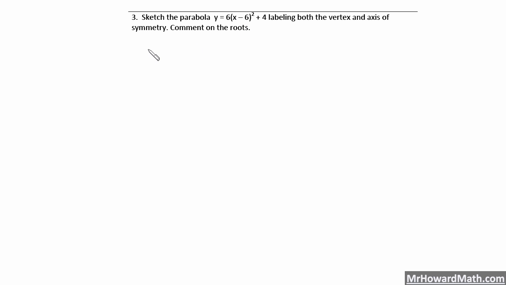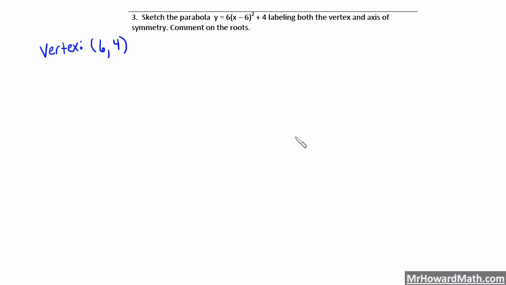So our vertex, they already asked us to label that, so let's just find it. It's given to us. That's why it's called vertex form. So our vertex is, the x-coordinate is the opposite of this sign, so it's positive 6. And the y-coordinate of the vertex is this same thing with the sign that it has. You don't change the sign of the y. So it's 6, 4.